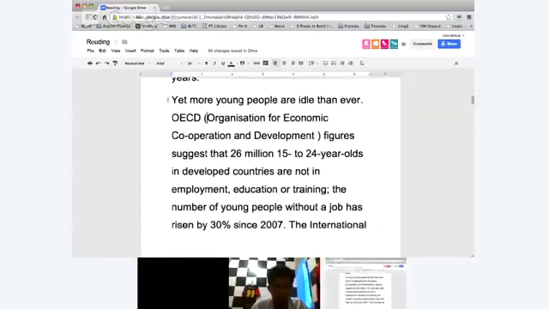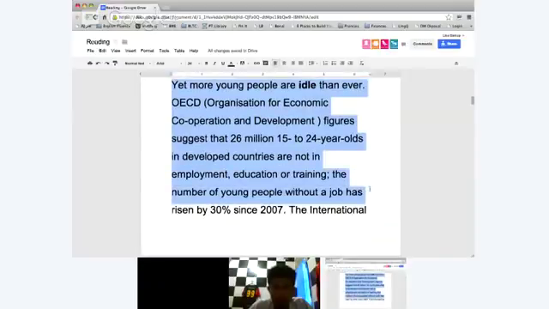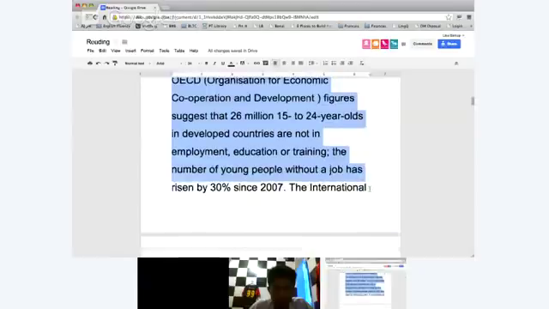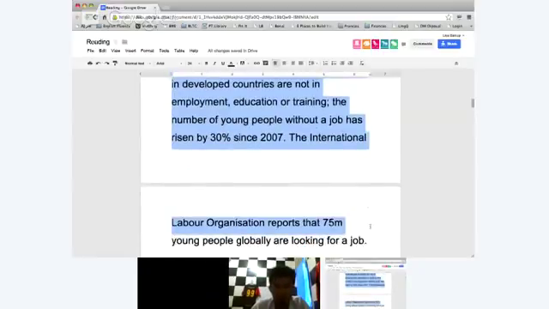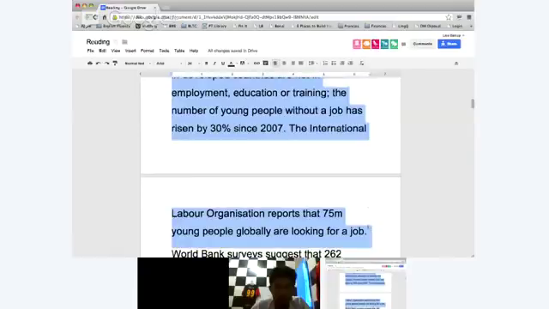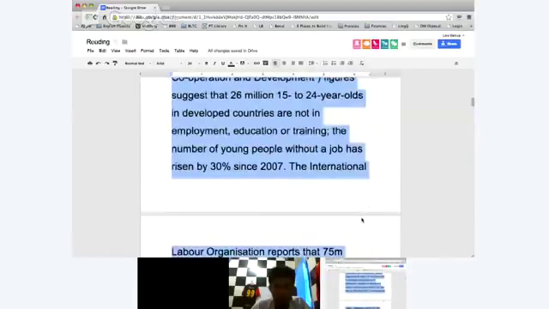Yet more young people are idle than ever. That means they're not working. That's what she's saying. OECD, Organization for Economic Cooperation and Development, figures suggest that 26 million 15 to 24-year-olds in developed countries are not in employment, education, or training. The number of young people without a job has risen by 30% since 2007. The International Labor Organization reports that 75 million young people globally are looking for a job. Okay, Amparo?